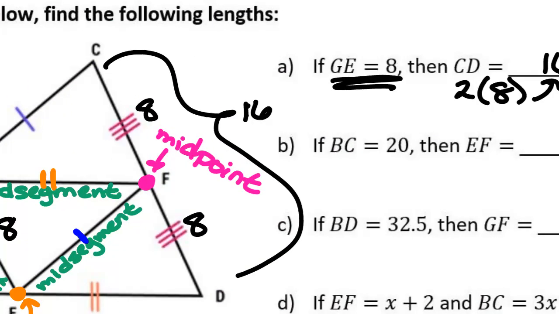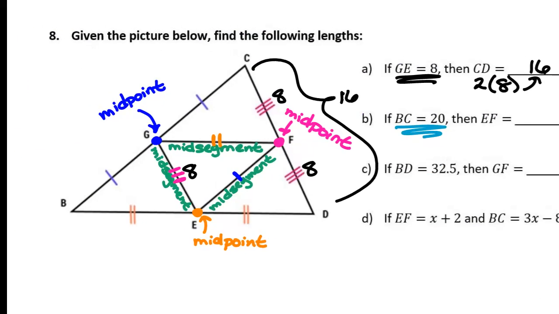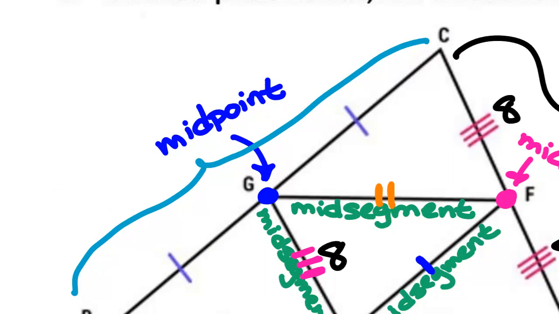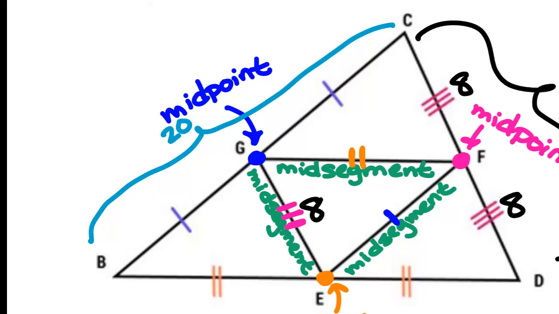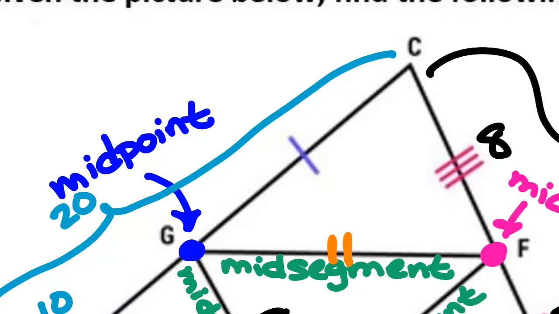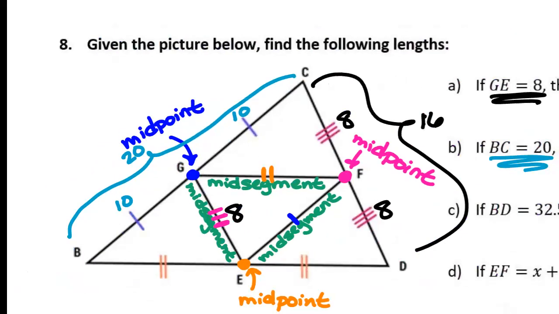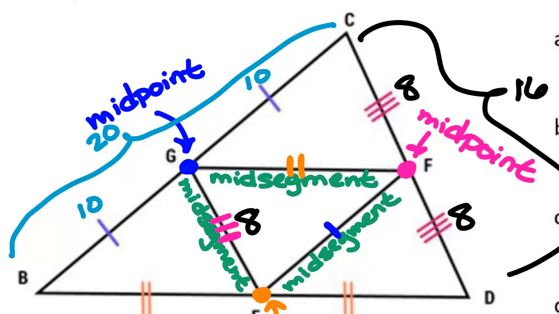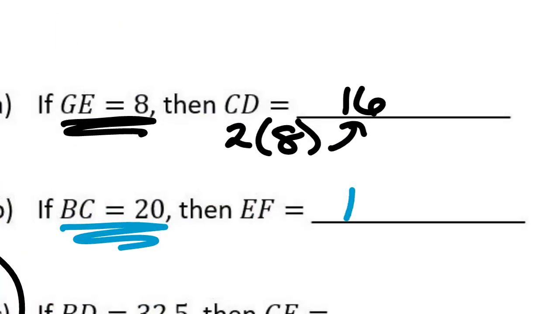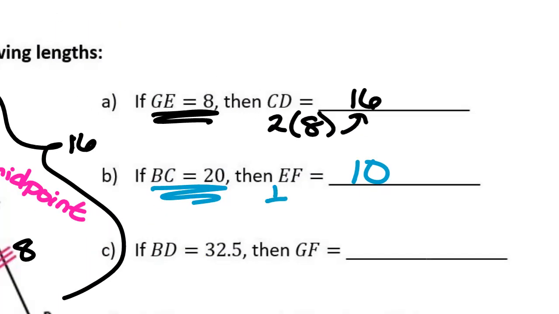All right, part B says BC is 20. Well, here's BC. This is 20. If BC is 20, how big is BG? 10. How big is GC? 10. So how big is EF? Also 10. So EF is 10, half of 20.